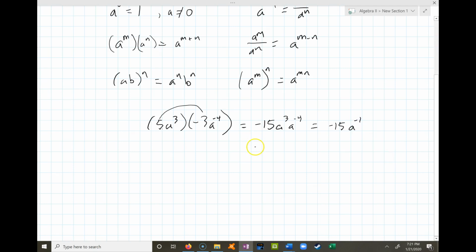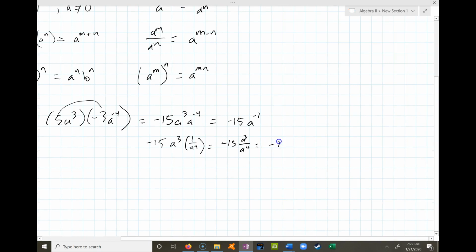Or if you write this as negative 15 a to the 3rd, change a to the negative 4 to 1 over a to the 4th, then that, of course, would be negative 15 times a to the 3rd over a to the 4th. And when I'm dividing, I just subtract. So that would be negative 15 a to the negative 1. Get the same answer. And of course, you could write this as negative 15 over a, because again, a to the negative 1 is the same thing as 1 over a. So there's one example. Let me do another one.